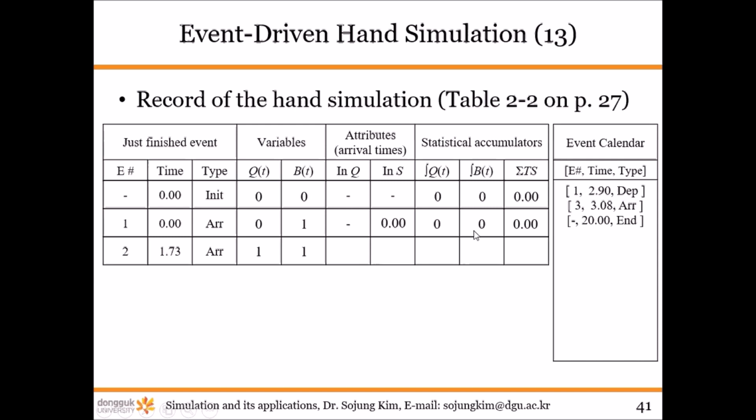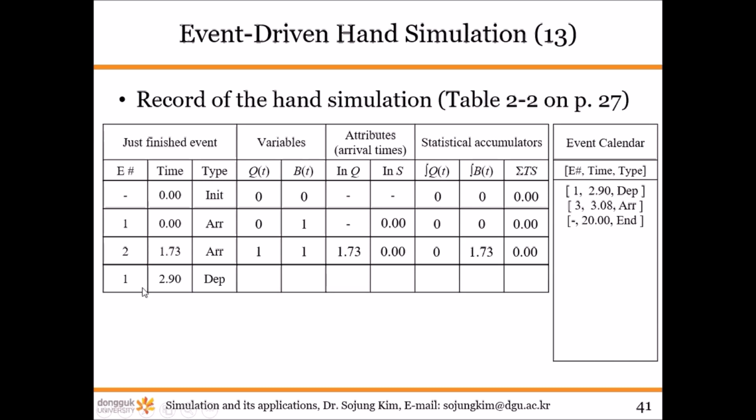The next event is a departure event that happened at 2.9, right? So part 1 leaves the system at 2.9. That's a departure event. And as you can see, once part 1 leaves the system, the next entity in the queue can seize the server, right? So this Qt value becomes 0, from 1 to 0.